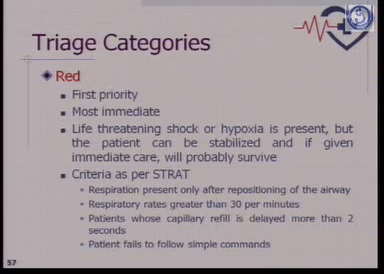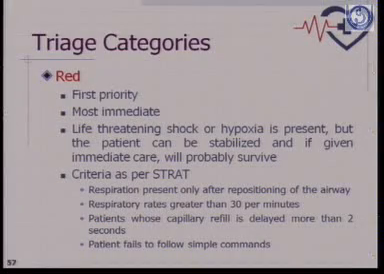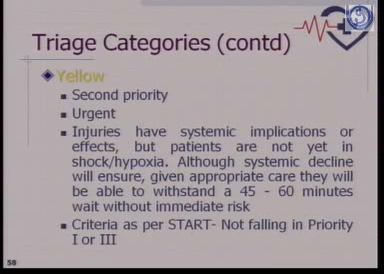The various criteria of triage are called triage sort or triage sieve. In the triage criteria, like Dr. Das pointed out, red is the first priority, most immediate, where there is a danger of life-threatening shock or life and limb surgery has to be carried out. So that becomes the first priority. Second priority is yellow, for injuries which will have systemic implications or effects, but patients are not yet in shock or hypoxia. They will give you around 45 minutes of time where you can do intervention. So criteria as per START not falling in priority 1 or 2 will be in the yellow category.